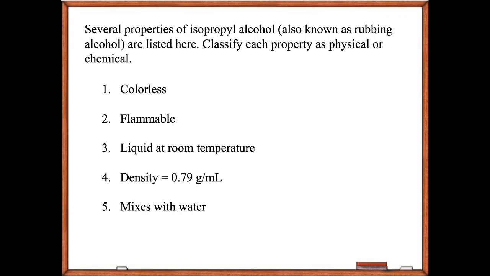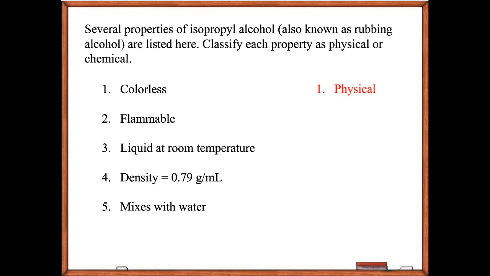Okay, so let's take a look at each one of these and decide whether they're a chemical or a physical property. The first one, we say that something is colorless. That's going to be a physical property. Why? Because all I have to do is just look at it and I can see that it's colorless. I don't have to even really touch it or do any experiments necessarily, just to see that something's colorless.